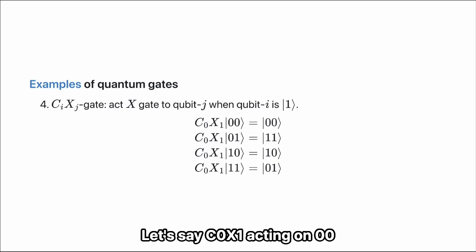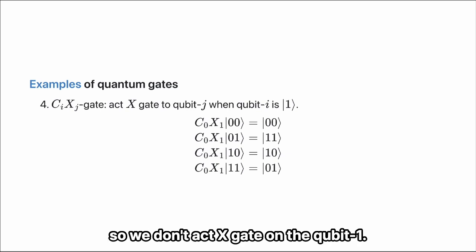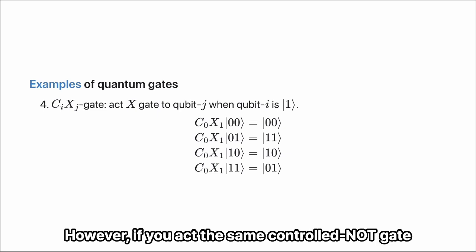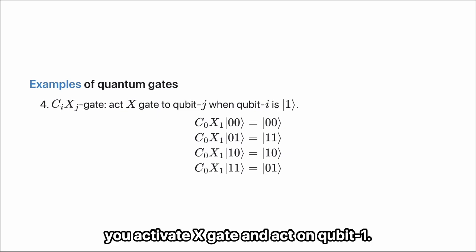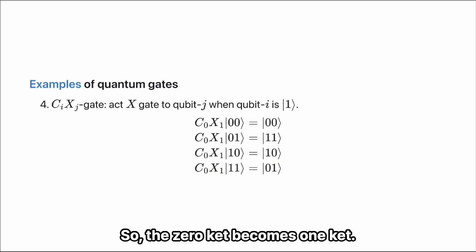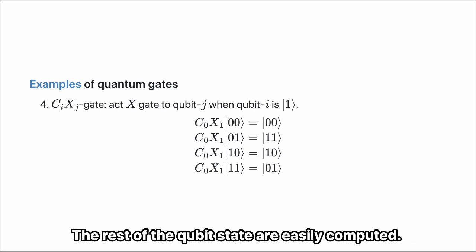Let's say CX acting on ket 0, 0 is equal to ket 0, 0. Why? Because qubit 0 is at the ket 0 state, so we don't act the X gate on qubit 1. However, if you act the same controlled NOT gate on ket 0, 1, then since the control qubit, which is qubit 0, is at the ket 1 state, you activate the X gate and act on qubit 1. So the ket 0 becomes ket 1, and the overall 2 qubit state turns into ket 1, 1. The rest of the qubit states are easily computed.